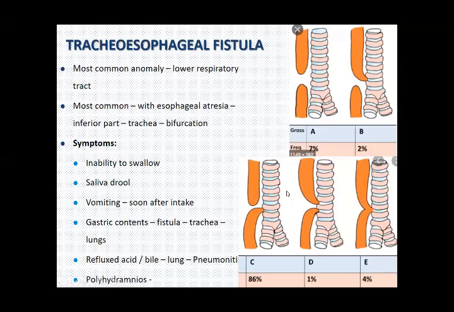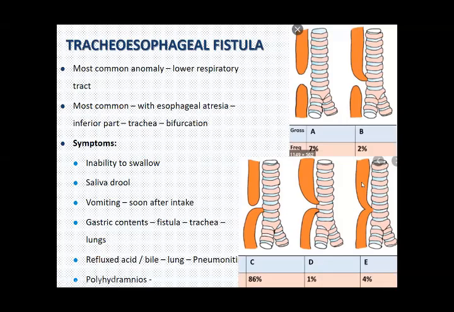ये sorry, ये type हम discuss कर चुके हैं. अच्छा, इसमें देख लीजिए कि the esophagus is also communicating. The upper end of the esophagus communicates with the trachea. The lower end of the esophagus communicates with the trachea. Though different openings, though different communications, though different TE fistula. This is the upper TE fistula. This is the lower TE fistula.